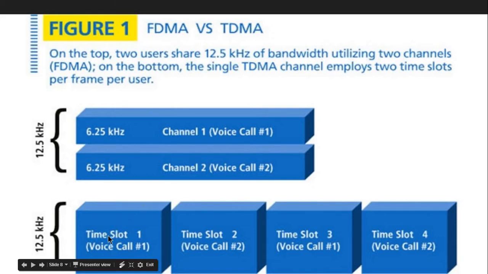And then down here at the bottom is your TDMA, your time division. So you've got voice call 1 going on time slot 1, taking up 12.5 kilohertz. And here is voice call 2 in time slot 2, taking up the same 12.5 kilohertz. So to the average user, it doesn't matter. It's not that big a deal. One channel versus two channels, one slot versus two slots.